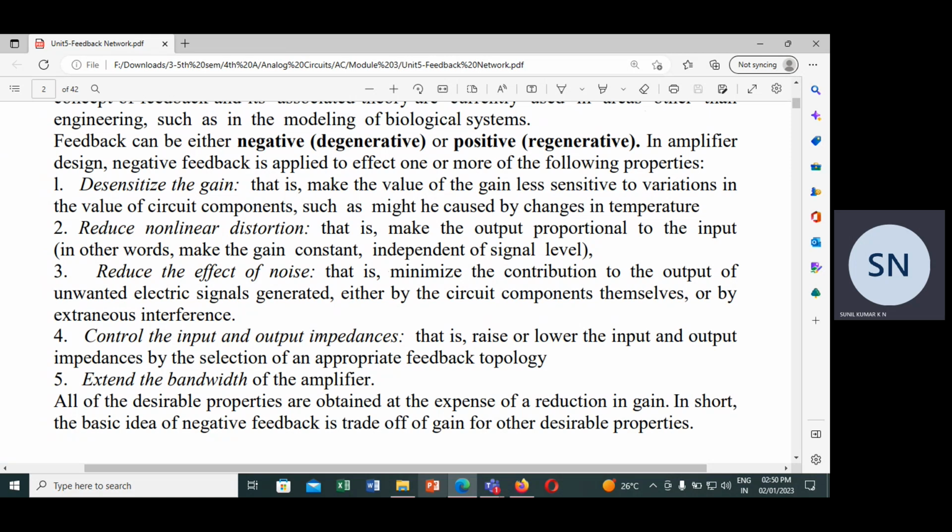The fifth one is to extend the bandwidth of the amplifier. We have seen the bandwidth of the amplifier. What is the bandwidth of the amplifier? Bandwidth means what? So this is the bandwidth of the amplifier.